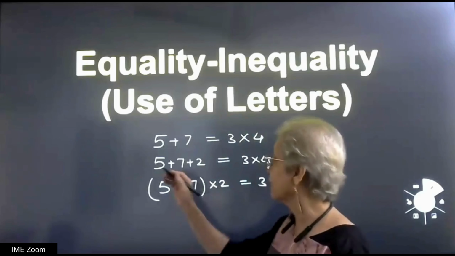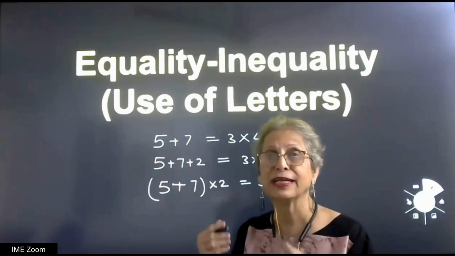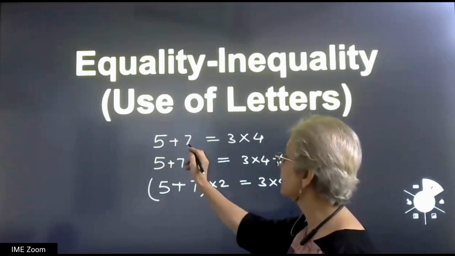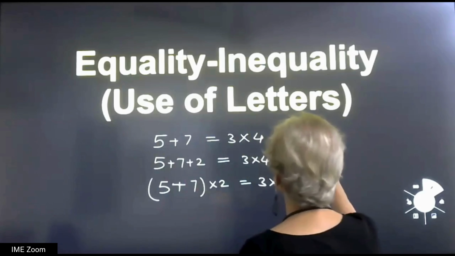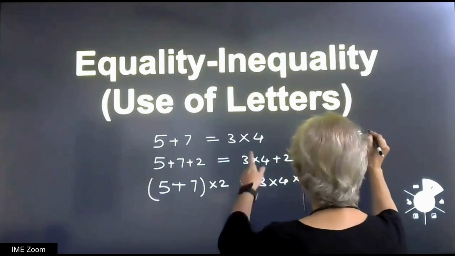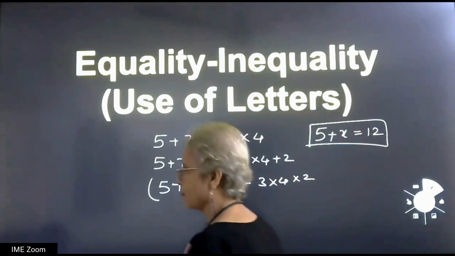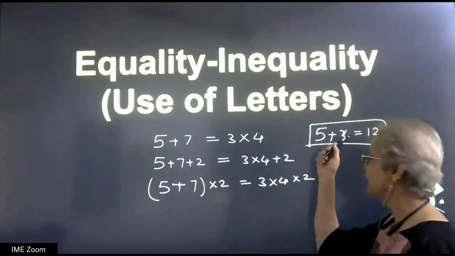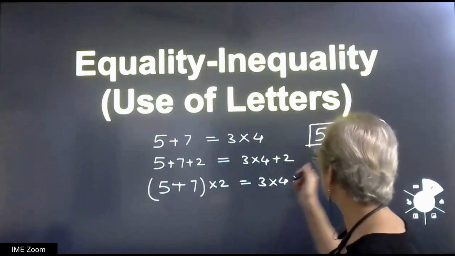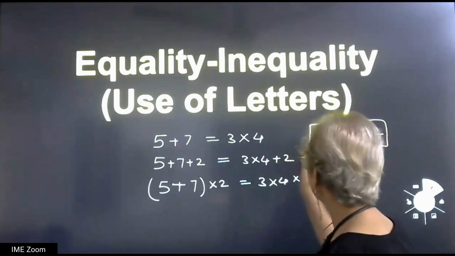What type of sums? Now, in this equality, instead of a number, if a letter is used, we are talking about use of letters now. For example, here suppose I say 5 plus x is equal to 3 4s are 12. Look here, I have used a letter over here. That means we use letters for unknown numbers. What should be added to 5 so that the result is 12? And that number is to be found.